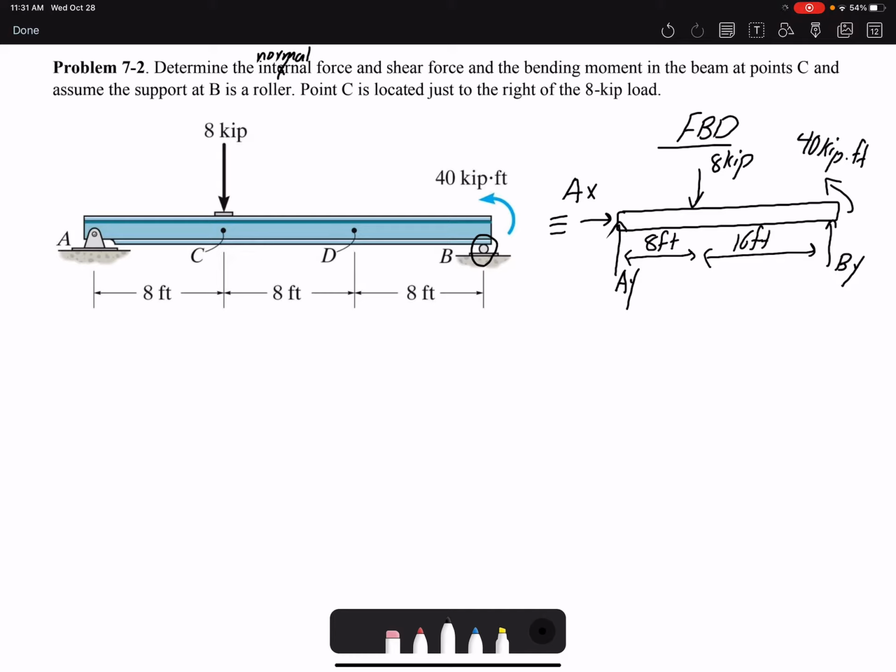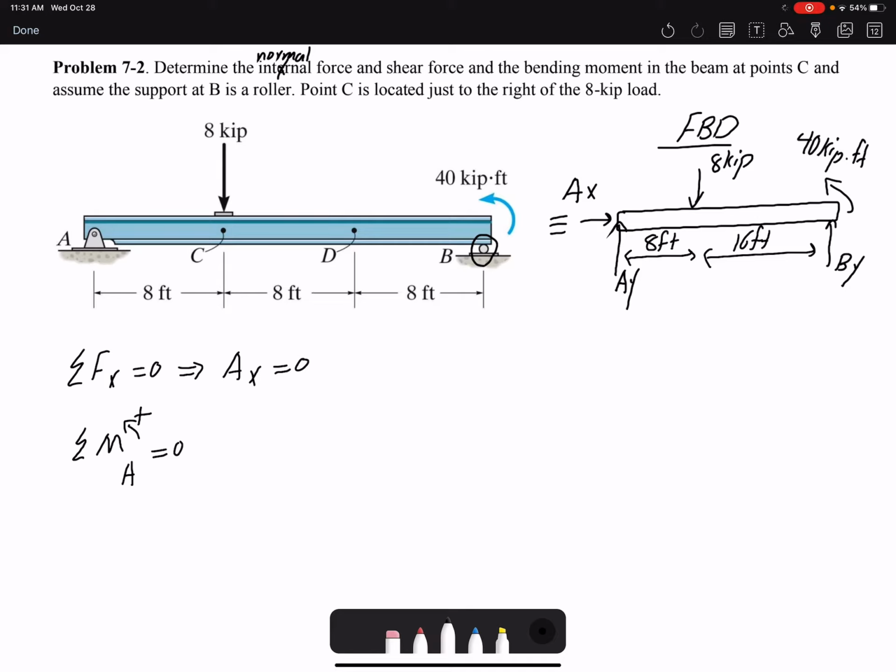So the first step is to find the reaction forces of my supports. Summation of forces in x equals 0. Therefore AX would be 0. I don't have any forces in x. Summation of moments: I'm going to take moments about point A. So I get rid of AY, my unknown, and I can find BY.